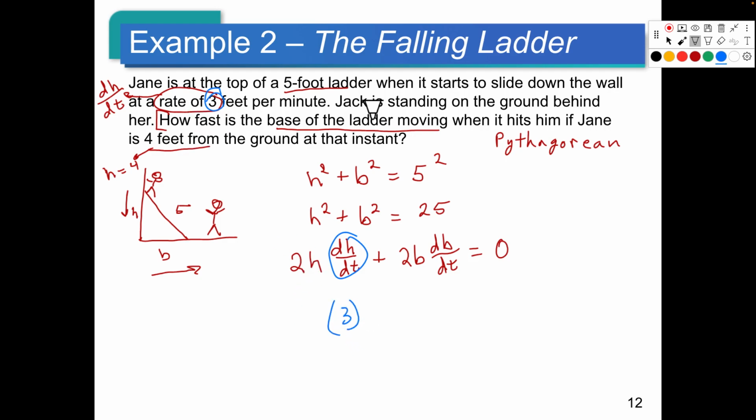Let's see what else we can put. Jack is standing on the ground behind her. How fast is the base of the ladder moving? So that's the question, dB dt, the base. So this we don't have something for. When it hits him, Jane is 4 feet from the ground at that instant. So Jane is 4 feet from the ground, so that means h has to be 4.